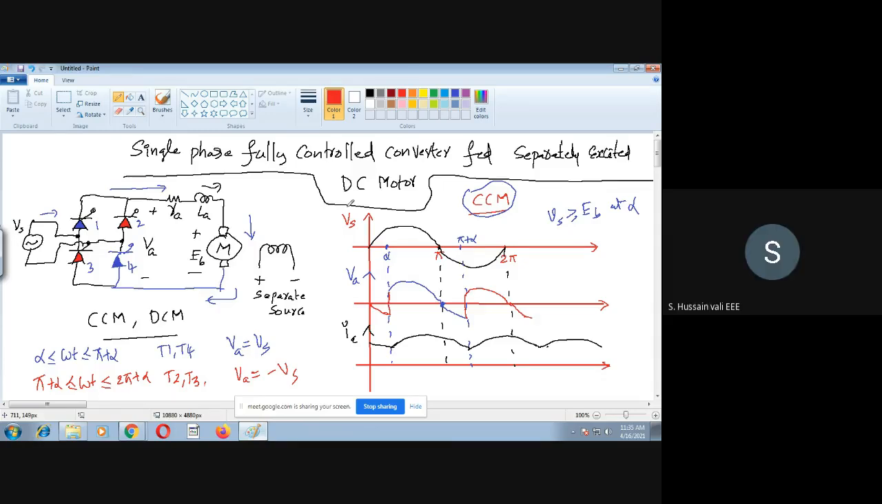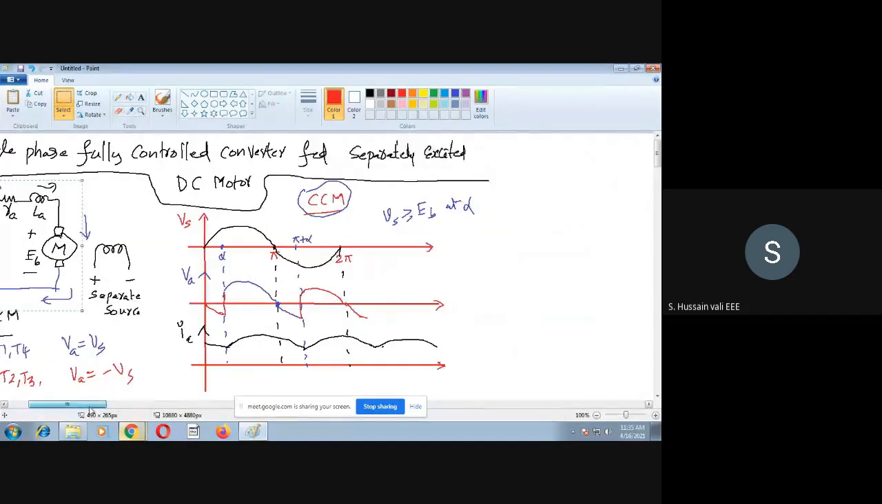Sir, do we commutate T1 and T4 at pi plus alpha? Yeah, good question you have asked. Now you see for yourself. When you trigger 2 and 3, what will happen? Say 1 and 4 are conducting. I will take this circuit on another side so that I am more comfortable explaining it.